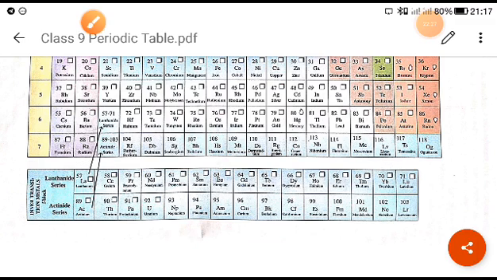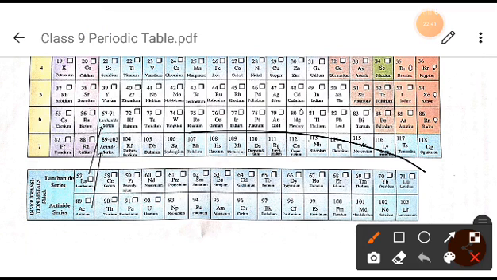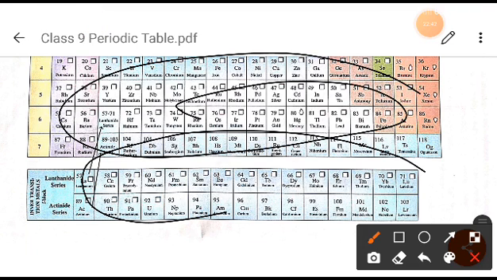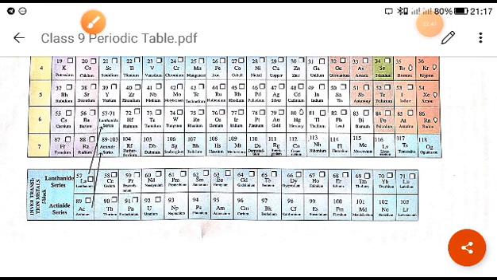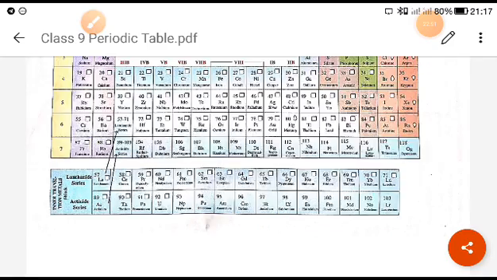So why is it like this? They are shown separately because they are large in number, and showing them in the main body of the table would distort it. It would become difficult to arrange these elements, so we have given them a separate place below the periodic table. I hope you have understood this, right?